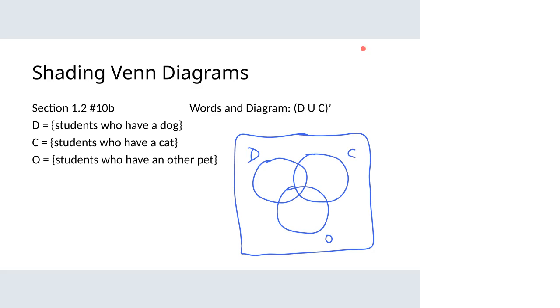Let's see what I have here in words. I have students who have a dog, or, union is or, a cat. But students who have a dog or a cat, and then the key here is I want the complement of that. So it's students who don't have a dog or a cat. They don't have either one.